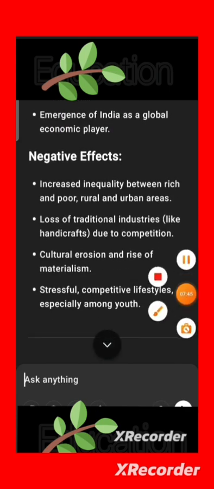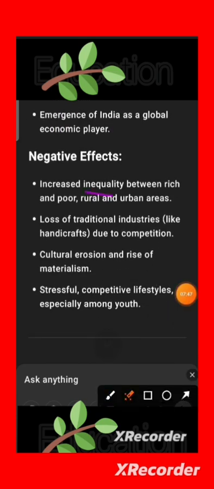Negative effects: increased inequality between rich and poor, rural and urban areas. Loss of traditional industries like handicrafts due to competition. Cultural erosion and rise of materialism. Stressful, competitive lifestyle, especially among youth.